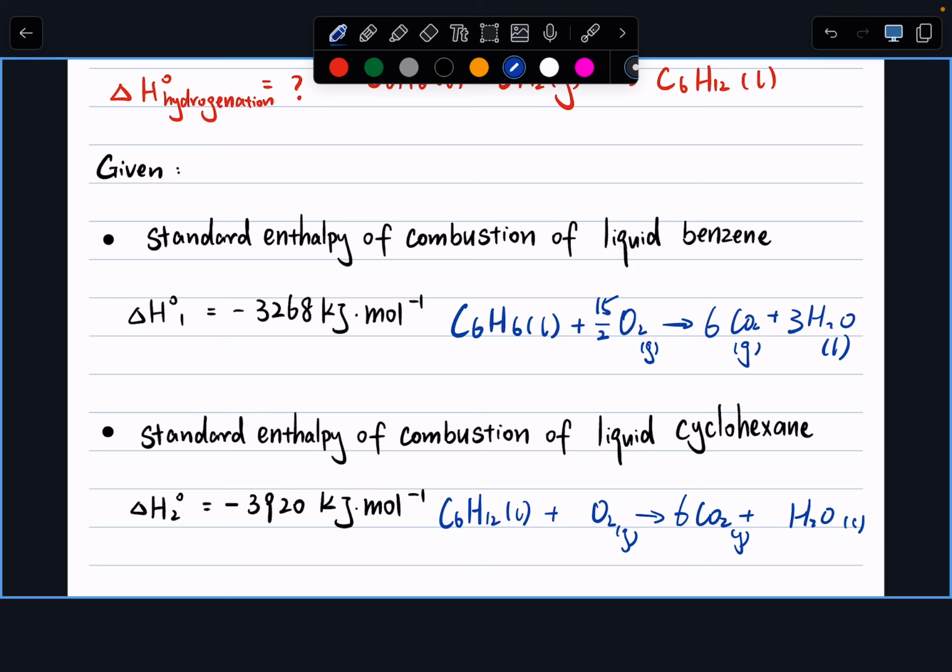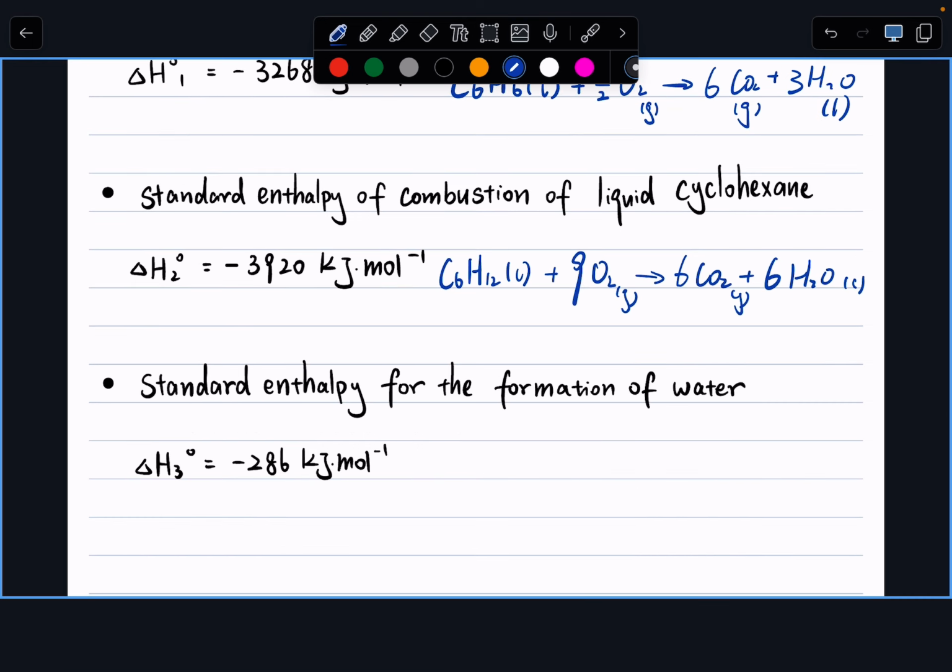And balancing, this is going to be 6. I have 12 hydrogen, so that's 6 in front of my water. And looking at my oxygen, that's 12 plus 6, 18, divided by 2, that's 9 in front of my oxygen. And then the standard enthalpy for the formation of water. So this one is elemental H2 plus elemental oxygen to give you water.